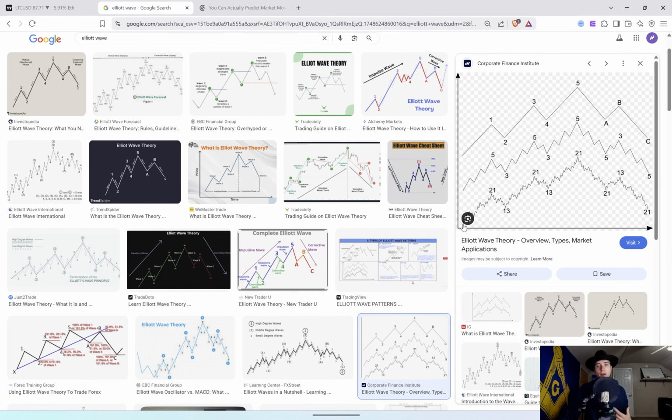So you can see based on what I've been showing you, the Elliott waves do break down into major waves and subwaves.